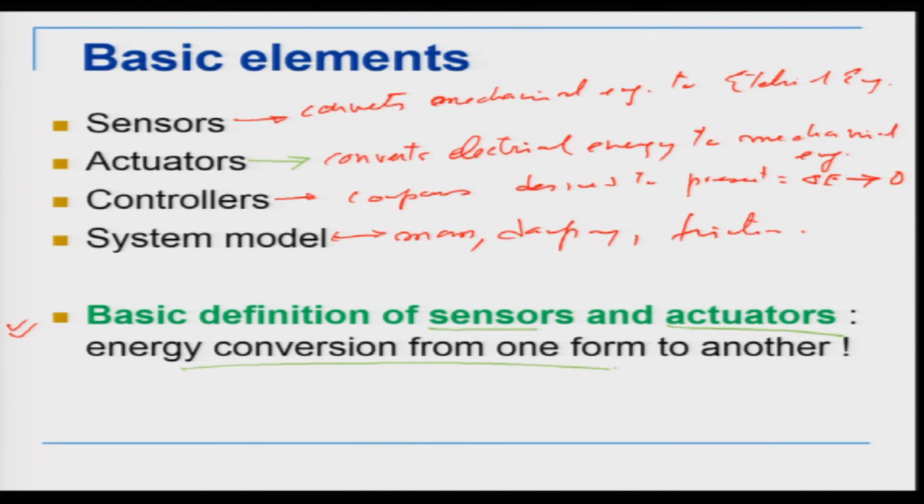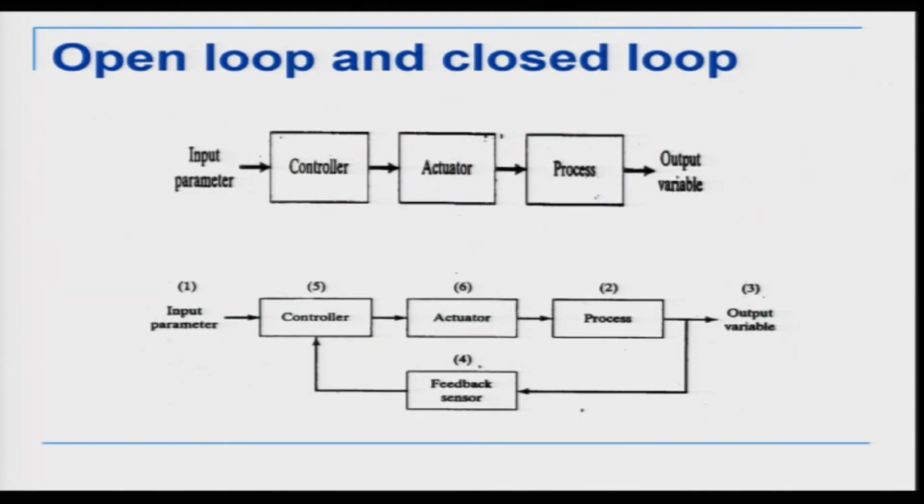And so, a basic feedback control system would have these 4 parts. Okay. Now, let us look at them individually. We are going to study sensors, then we will look at actuators, then system models, and then a little bit of control systems. So, let us look at the basic open loop and closed loop system.